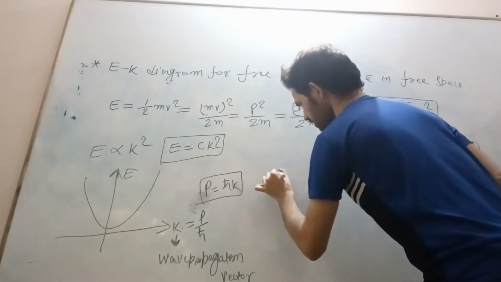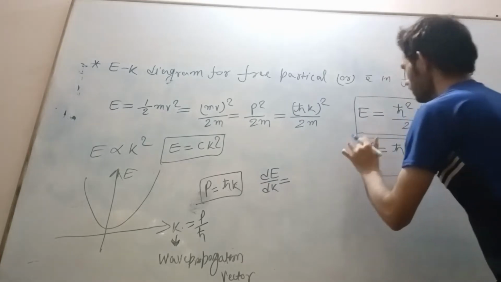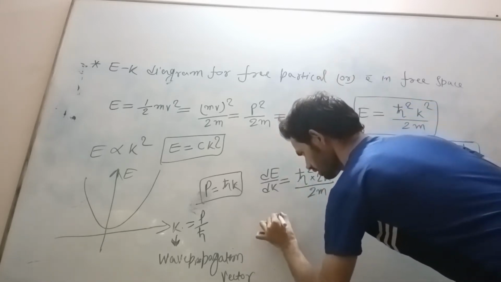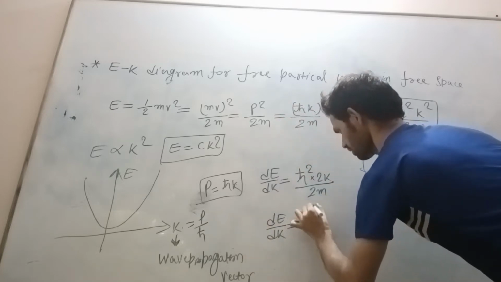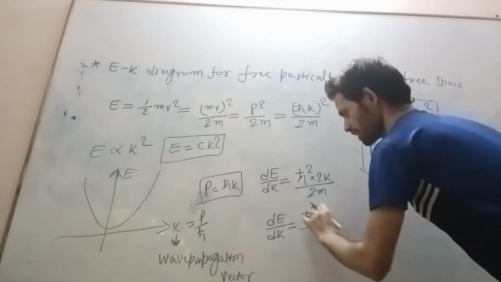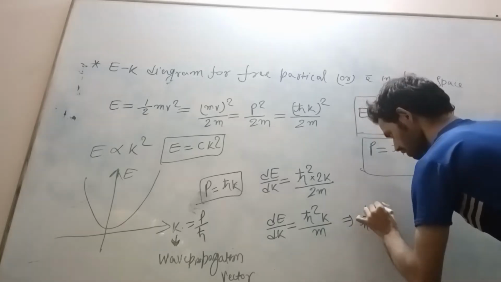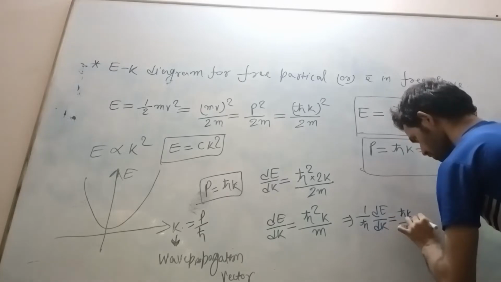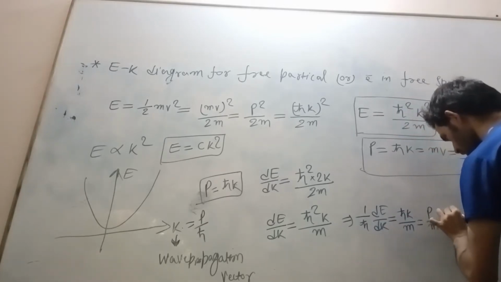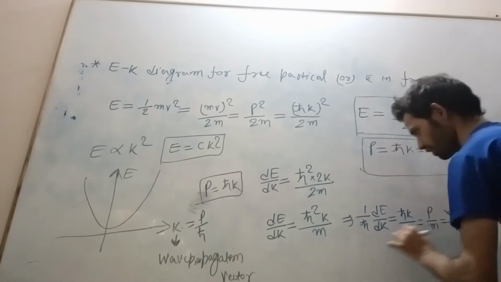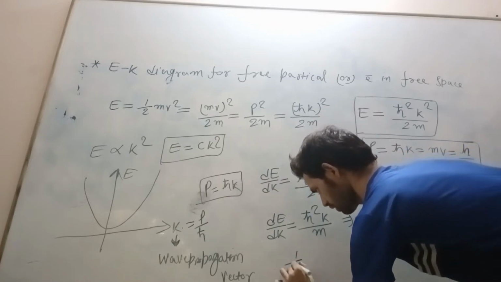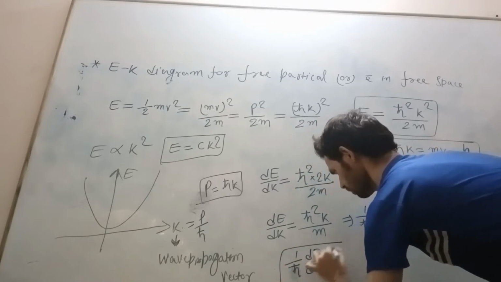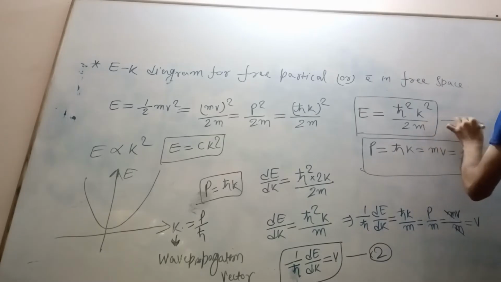Now differentiate this the first time. What will we get? dE by dk is equal to h cut square into 2k divided by 2m, which is nothing but h cut square k divided by m. Taking one h cut to this side, 1 by h cut dE by dk is equal to h cut k divided by m, which is further equal to p by m, which is mv by m, which cancels to v. Finally, 1 by h cut dE by dk is equal to v. This is my equation number 1.